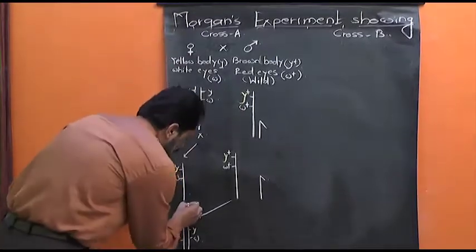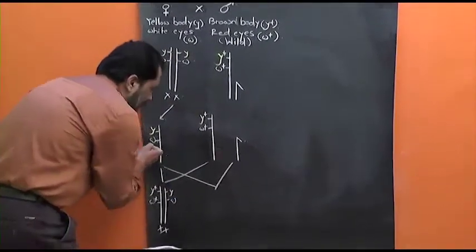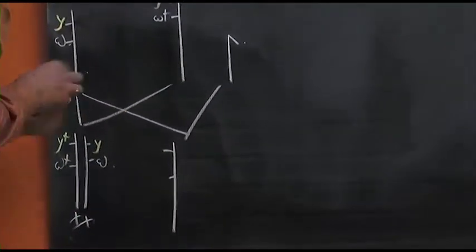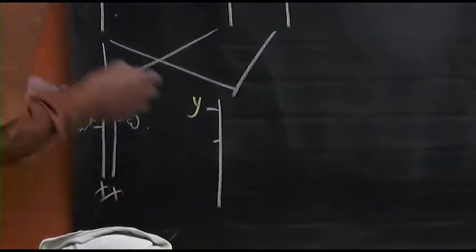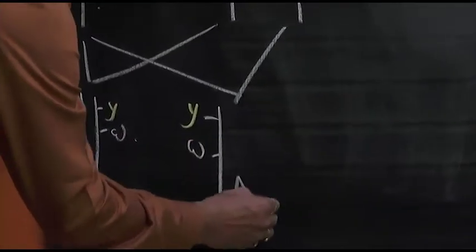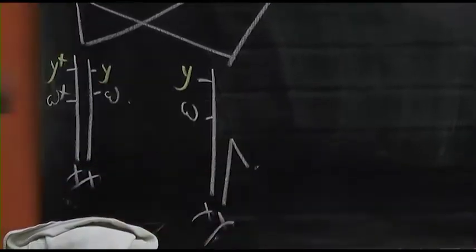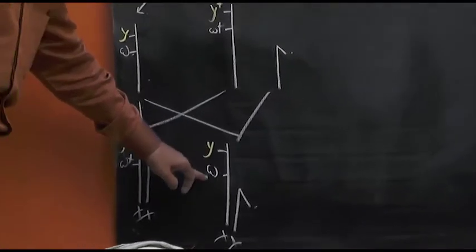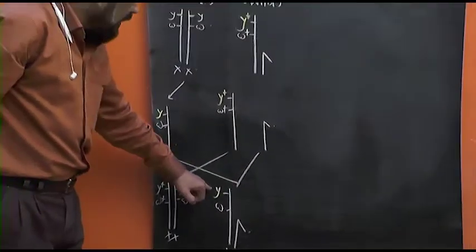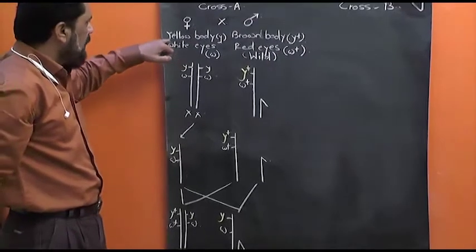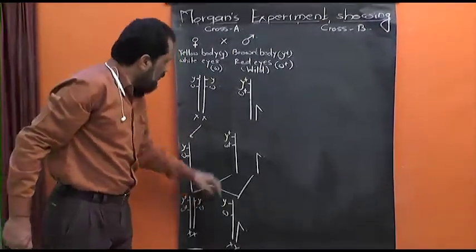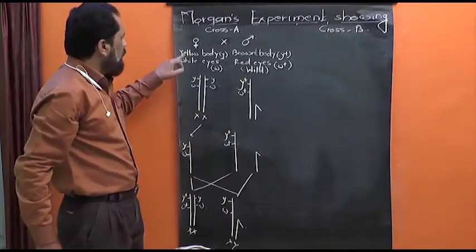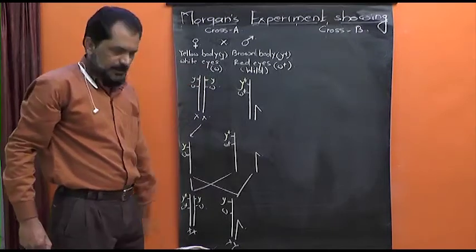And second chance, female gamete when fuses with male gamete, here is the female gamete with small y, W and Y chromosome, XY. Now here the male form is with single Y, single W, and we know that single Y is responsible for yellow body and W for white eyes. So here the male individual is with yellow body and white eyes.